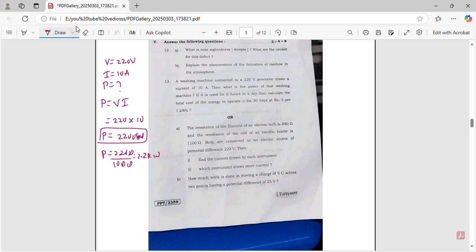If this washing machine is used for 6 hours a day, we need to find the electric energy consumed. Electric energy consumed is power into time, 2.2 into 6. 6 twos are 12, 6 twos are 12, so 13.2 kilowatt hour. Okay, calculate the cost of energy to operate it for 30 days.